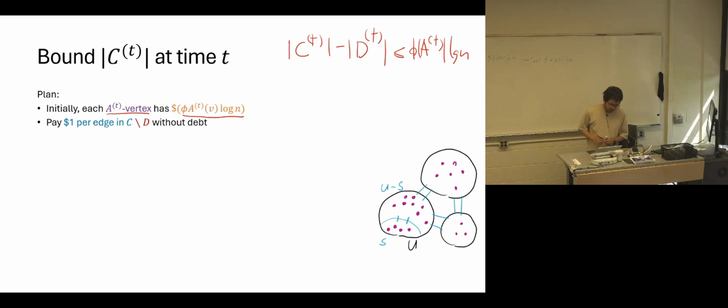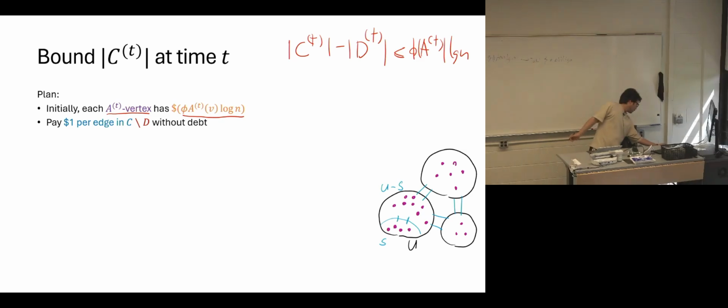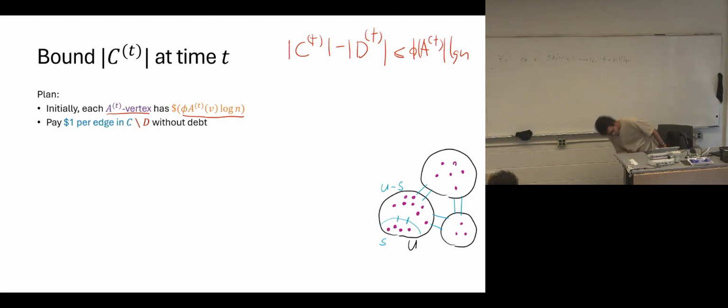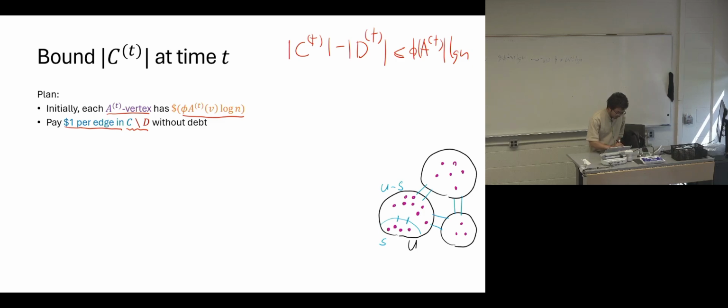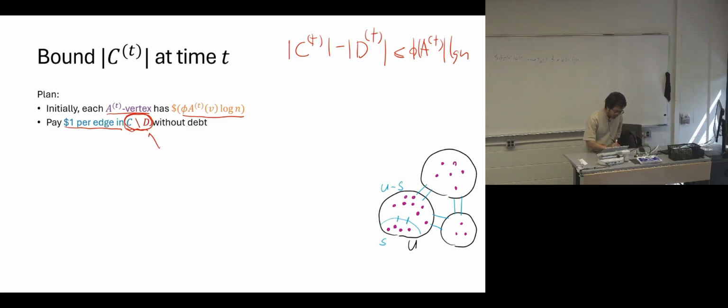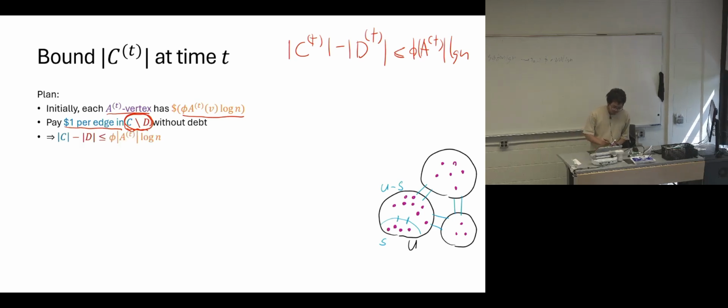Then we still want to pay $1 for every edge in C minus D. This is just a guide that you add to see when there is a sparse cut. If you can do this, then you would be done: C at time t minus D at time t is at most this.